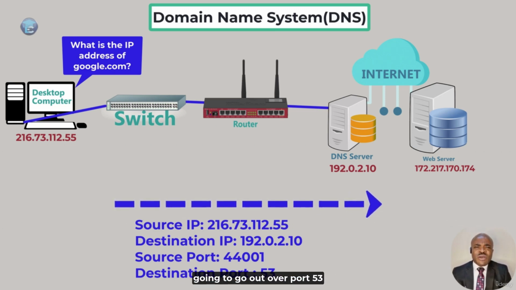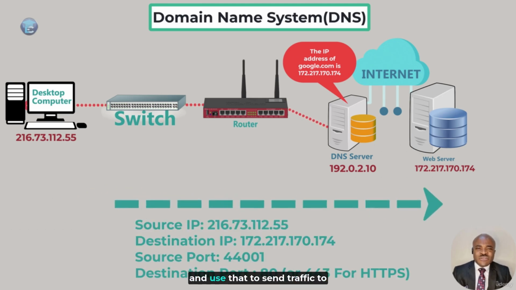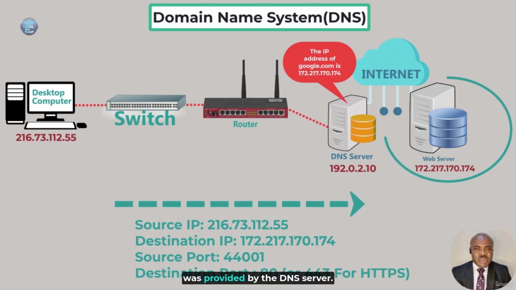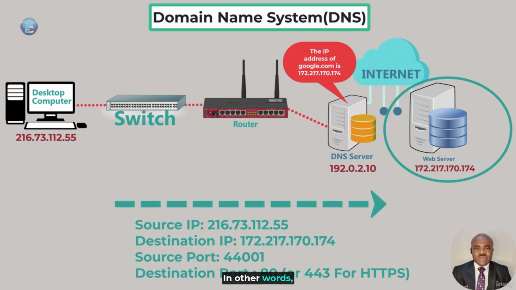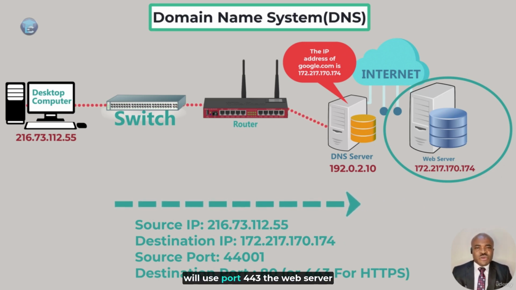And that message is going to go out over port 53, which is the well-known port dedicated to DNS. The DNS server is going to respond and say, "This is the IP address that you're going to want to use to reach google.com." The desktop computer will then take this information and use that to send traffic to the destination IP address that was provided by the DNS server. If that's going out to a website that is using HTTP, in other words, a non-secure website, that's going to use port 80. If it's an HTTPS website, that will use port 443.